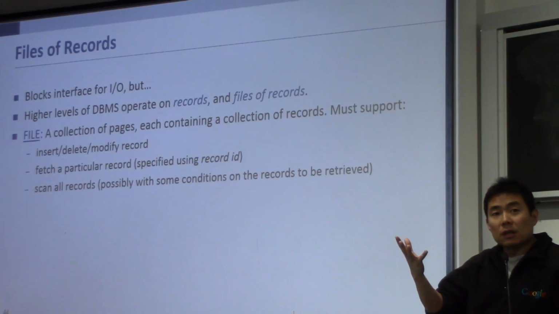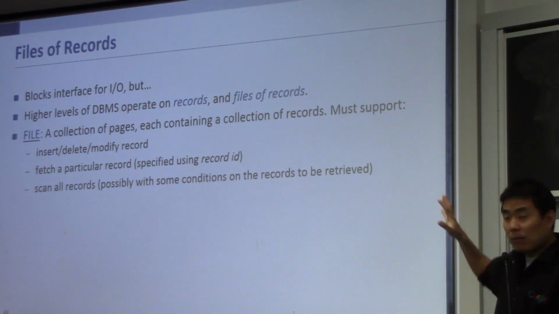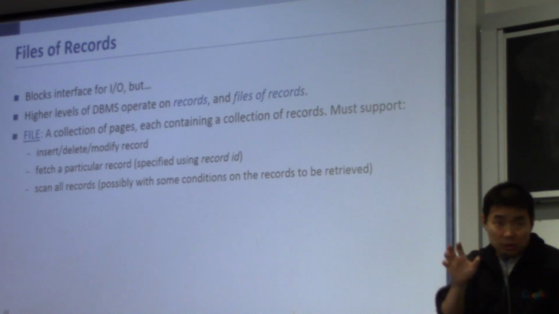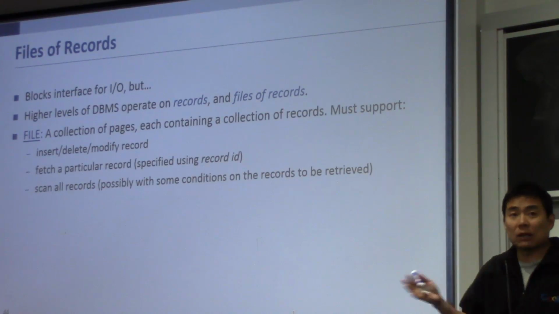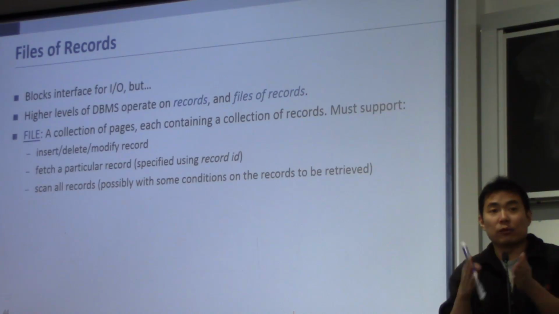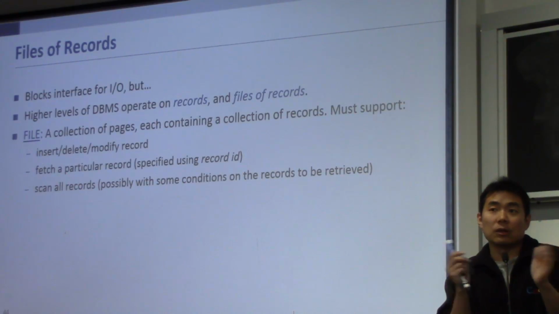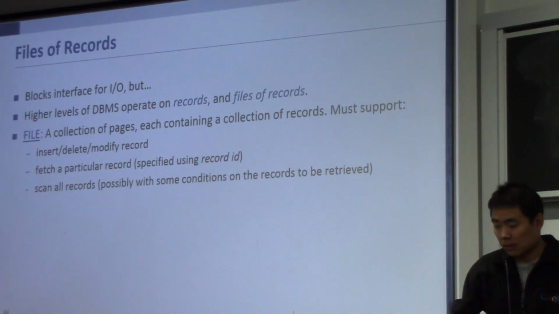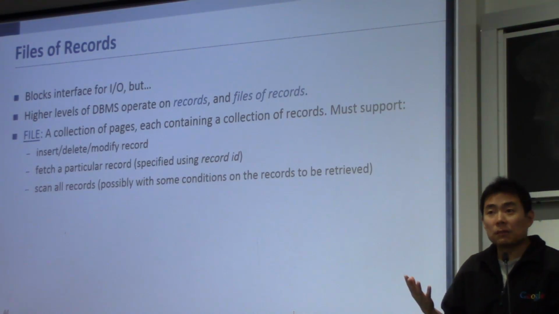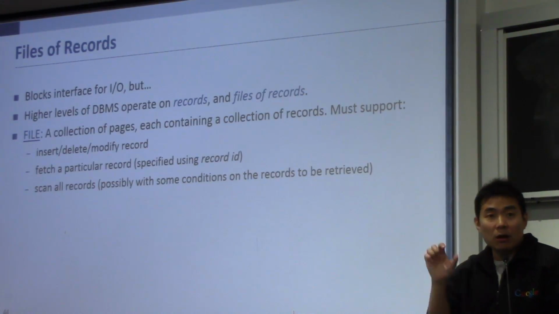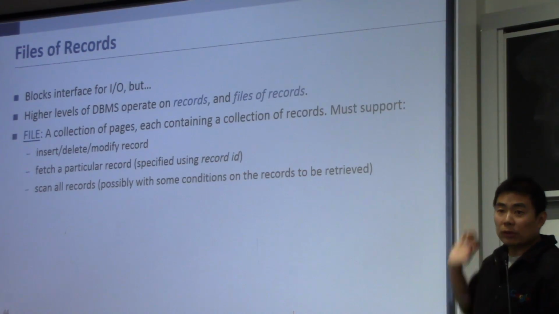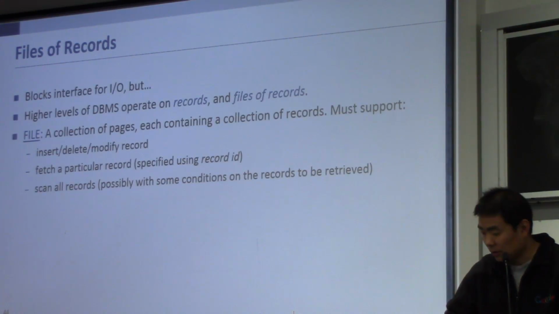Conceptually, the file must support the following operations: insert, delete, update these records, fetch a particular record, search for a record, and scan all records, or scan a range of records. For example, return all student records with age between 20 and 22. That's scanning a range of records. So you need to support those operations. How does the DBMS organize those records in a file so that it can efficiently support these operations? That's what we're going to discuss next.